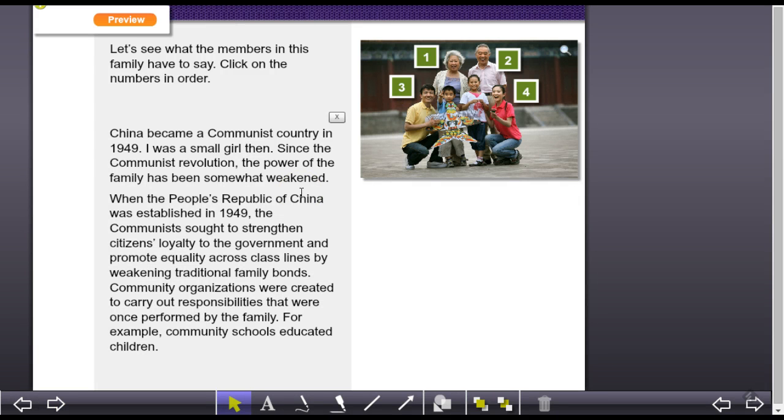China became a communist country in 1949. I was a small girl then. Since the Communist Revolution, the power of the family has been somewhat weakened. When the People's Republic of China was established in 1949, the Communists sought to strengthen citizens' loyalty to the government and promote equality across all class lines by weakening traditional family bonds. Community organizations were created to carry out responsibilities that were once performed by the family. For example, community schools now educated children.